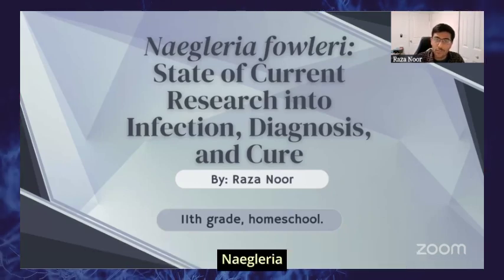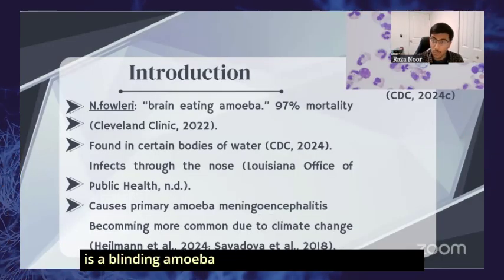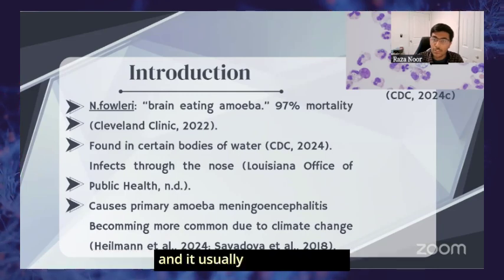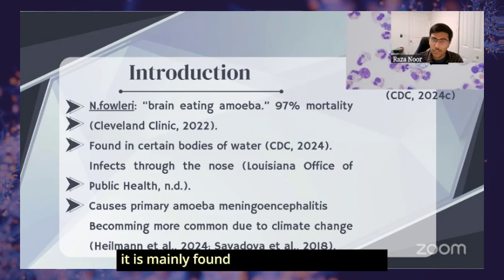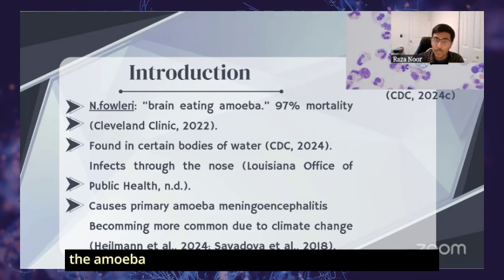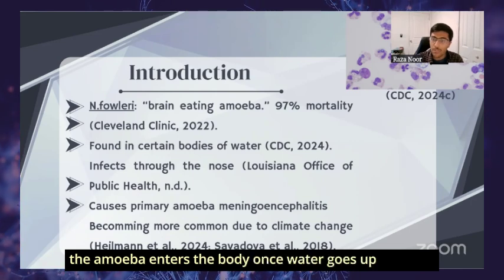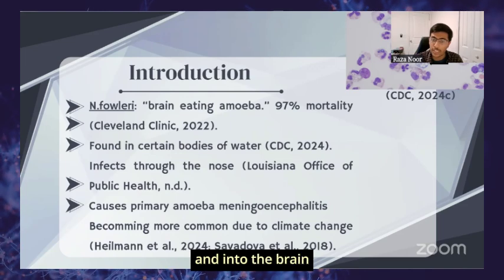Amoeba Naegleria fowleri. So Naegleria fowleri is a brain-eating amoeba that can cause severe brain damage, and it usually results in death with a 97% mortality rate. It is mainly found in freshwater locations and places where water is generally unclean. The amoeba enters the body once water goes up the nose, and from there the amoeba makes its way through the olfactory cavities and into the brain.